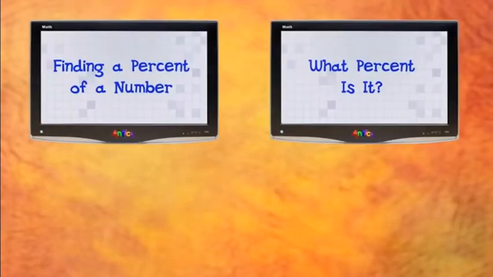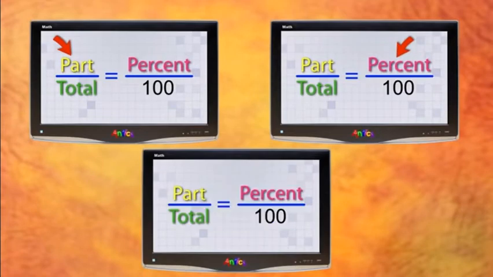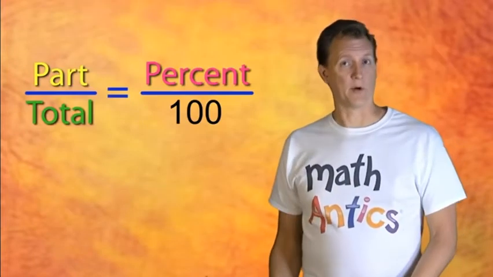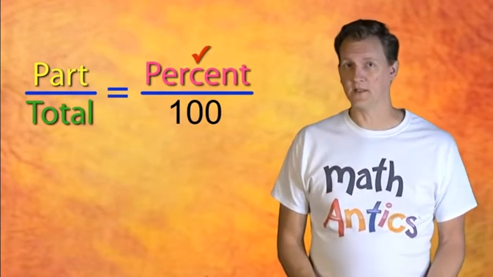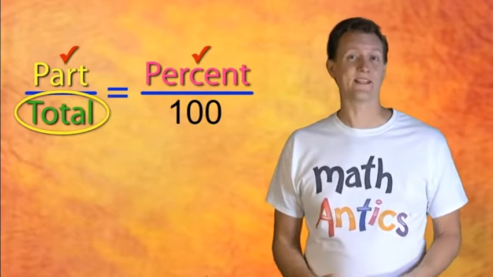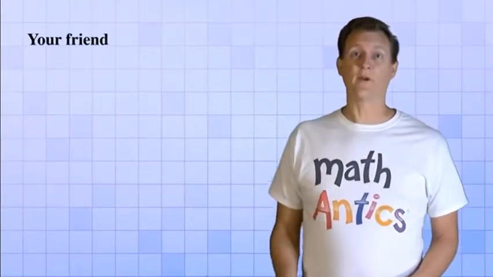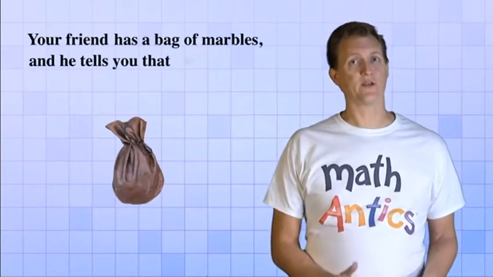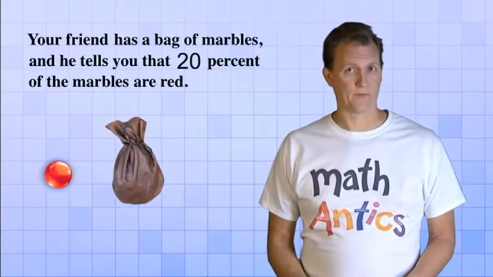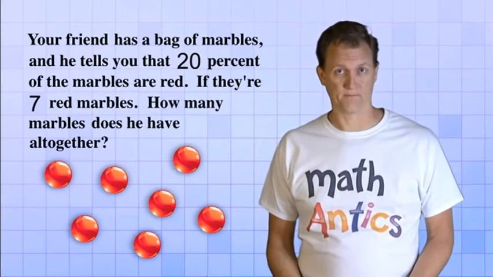In the last 2 videos, we learned how to solve problems where the part was unknown and where the percent was unknown. In this video, we're going to learn how to solve problems where the total is unknown, or missing. With this type of problem, you'll be told what the percent is, and you'll be told what part of the total you have, but you'll need to figure out what the total itself is. Here's an example of a problem like that. Your friend has a bag of marbles, and he tells you that 20% of the marbles are red. If there's 7 red marbles, how many marbles does he have altogether?